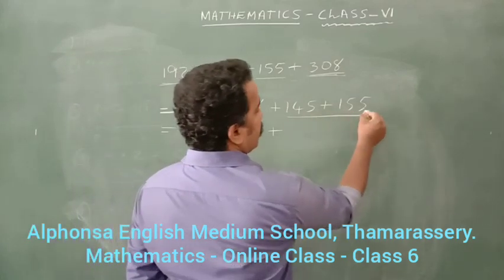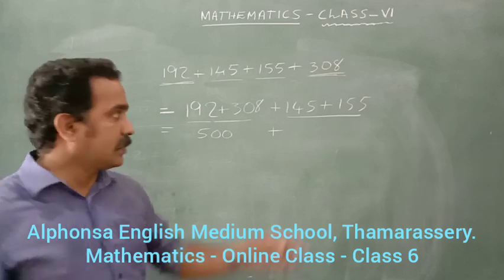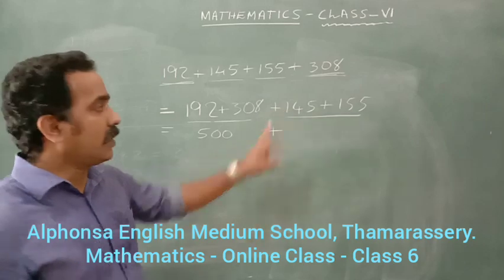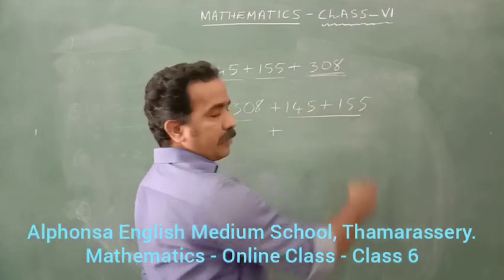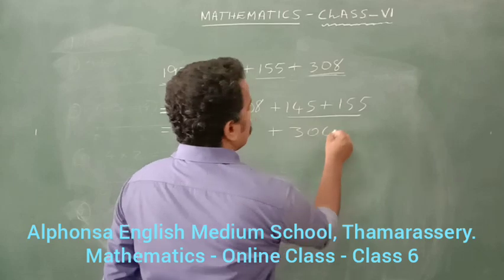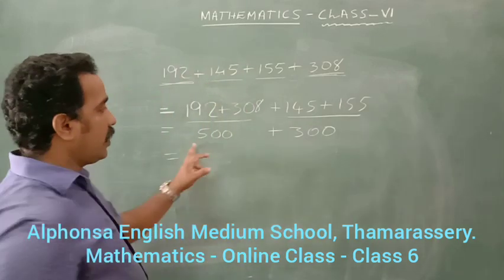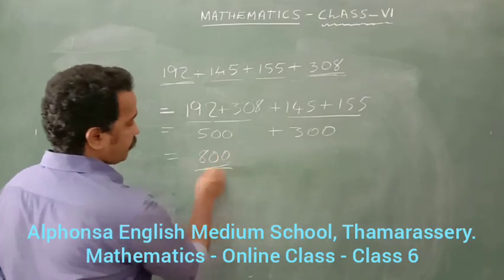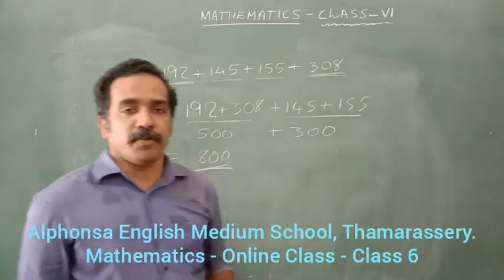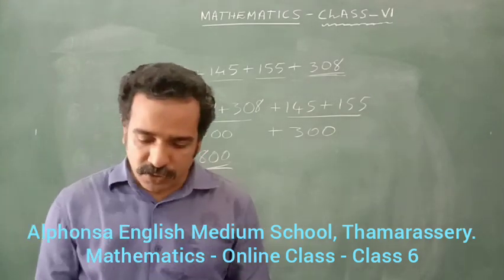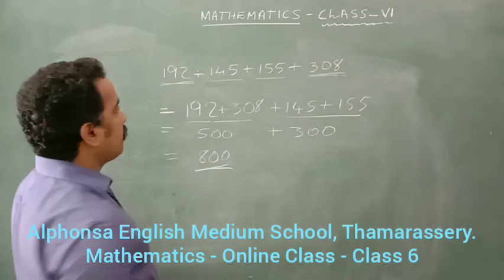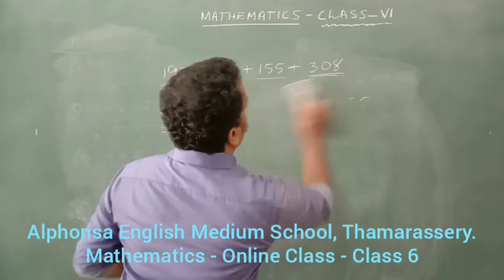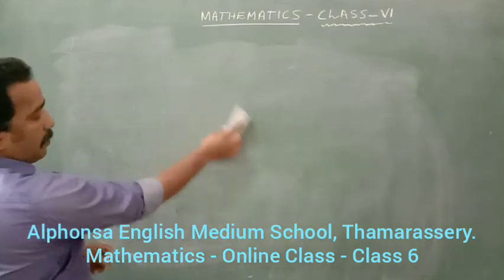And 45 and 55. 45 plus 55 is 100. 100 plus 100 is 200, plus 100 is 300. So 145 plus 155, you will get 300. So now adding 500 and 300, it is 5 plus 3, 800. This is the way we have to rearrange. Sometimes for multiplication also, such types of questions may come. Is it clear? Okay. Now, let us see a multiplication example.